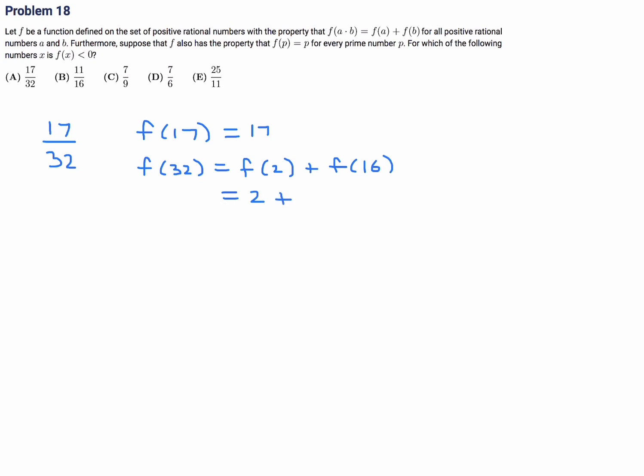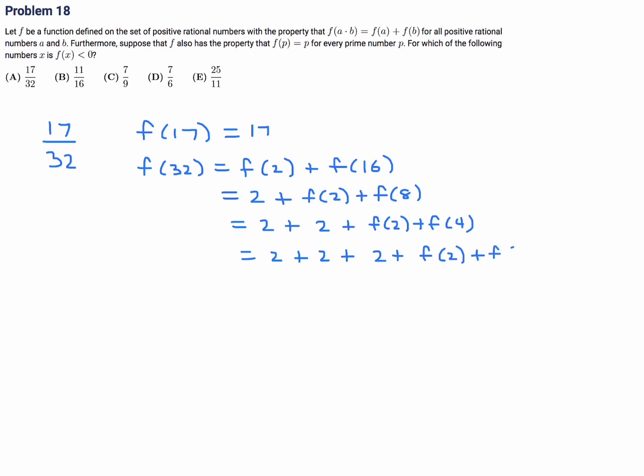F at 16 is not a prime, but that can be broken up into f at 2 plus f at 8. So we have 2 here, and then f at 8 can be broken up into f at 2 plus f at 4. And then this is again a whole bunch of 2's, and this one can be broken up into f at 2 plus f at 2. So that looks like 5 2's, that's equal to 10.